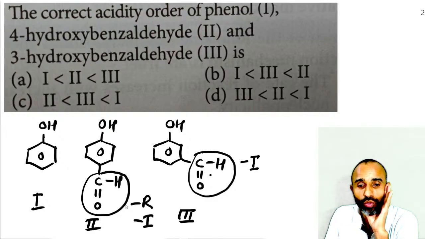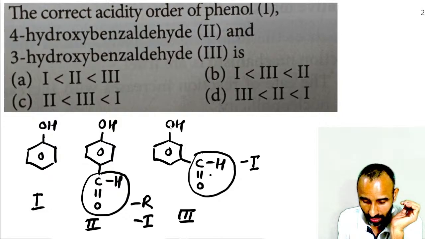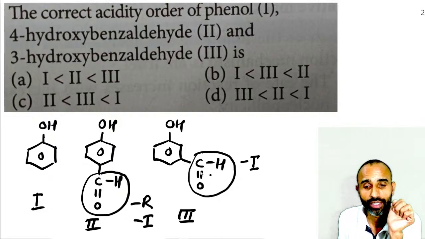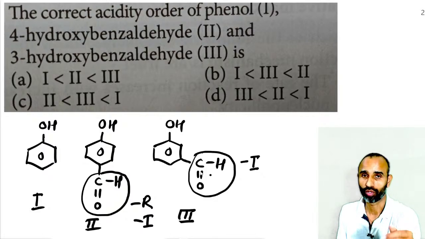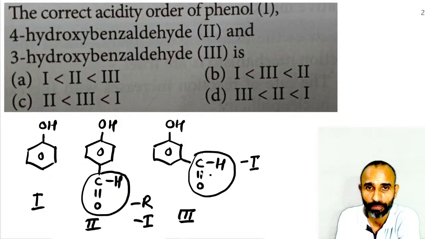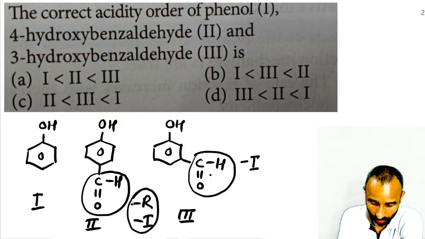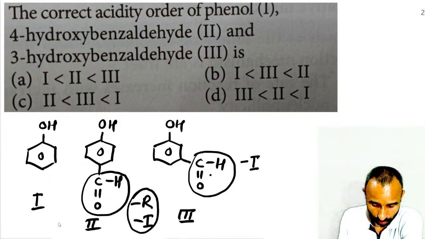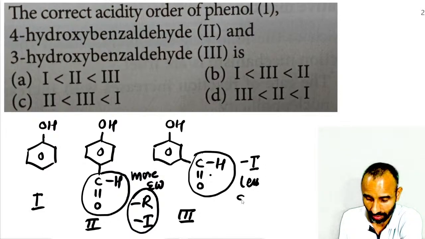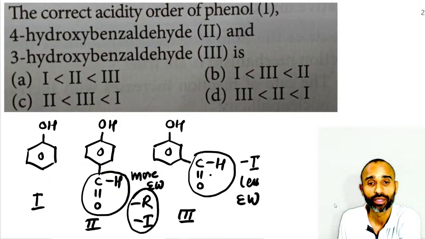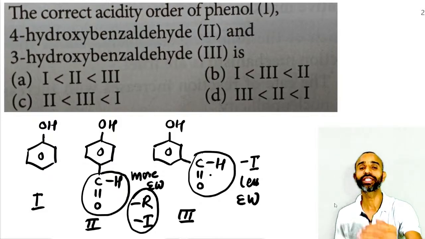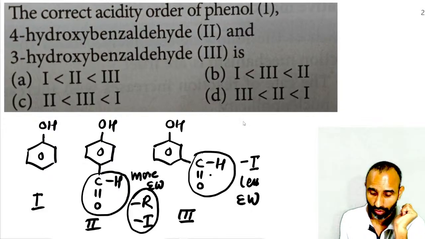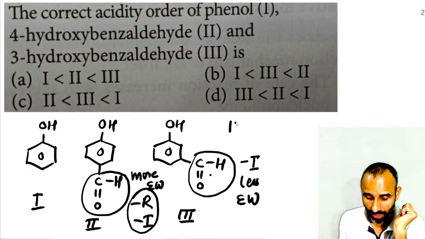So CHO in this case is meta to OH, and that's why there is no resonance. So resonance is dominating over inductive effect. In this case both are in the same direction. Therefore it is more electron withdrawing. Here CHO is more electron withdrawing, and here it is less electron withdrawing. And electron withdrawing group increases the acidic strength. So that's why most acidic is second.